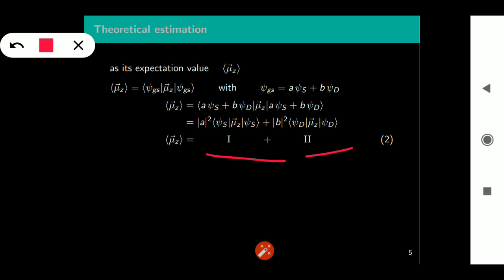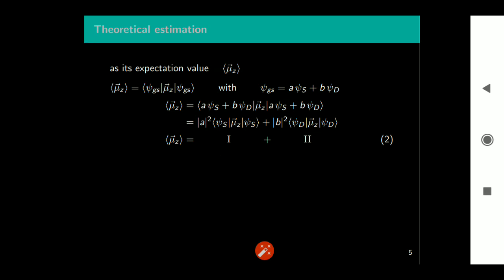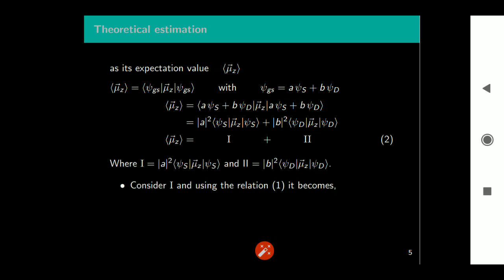The first part is for the S state wave function: mod A square, bra psi gs, mu z acting on psi s, plus mod B square, bra psi d, operator mu z acting on ket vector psi d. So these two are defined. Now consider only the first part of equation 2 here.